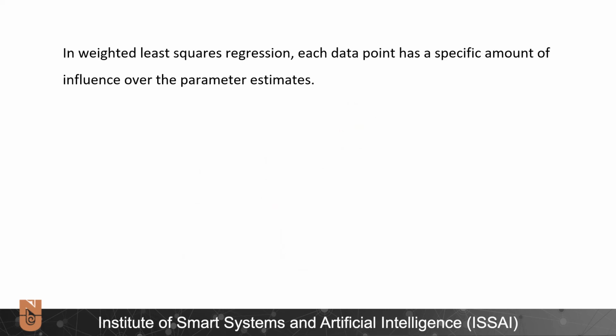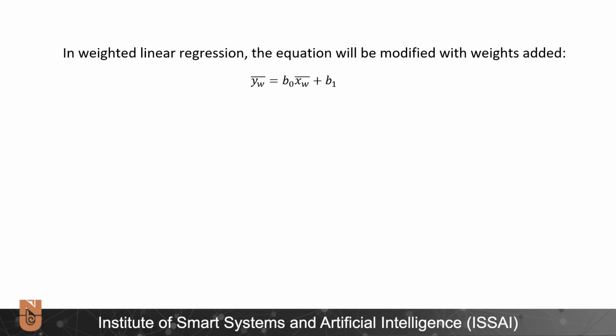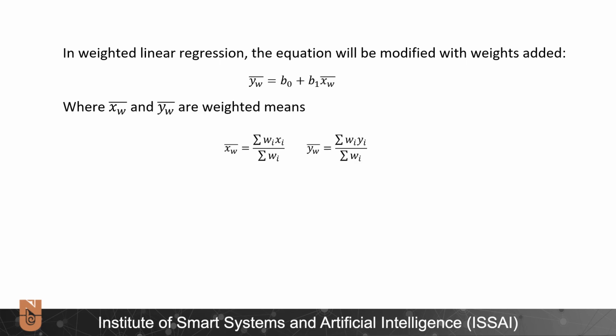In weighted least square regression, each data point has a specific amount of influence over the parameter estimates. The weights can be inversely proportional to the corresponding data point variance, so that points with lower variance will be given higher weights and vice versa. In weighted linear regression, the equation will be modified with weights added. For example, let's consider the equation of line we have seen before. In this case, it will be y weighted bar is equal to b0 x weighted bar plus b1, where x weighted bar and y weighted bar are weighted means.